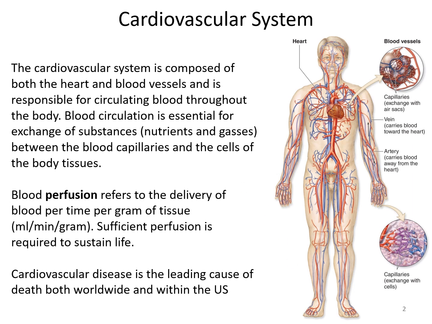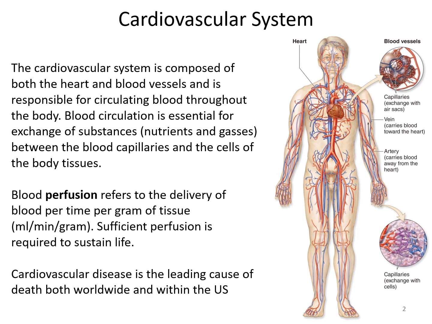The cardiovascular system is composed of both the heart and the blood vessels, and it's going to be responsible for circulating that blood throughout the body. So the blood circulation is necessary for the exchange of substances. When I'm talking about substances, I'm talking about nutrients and gases between the blood capillaries and the cells of the body tissue. The term perfusion or blood perfusion refers to the delivery of blood per time per gram of tissue. So how effectively are we delivering blood to all of our cells and tissues?